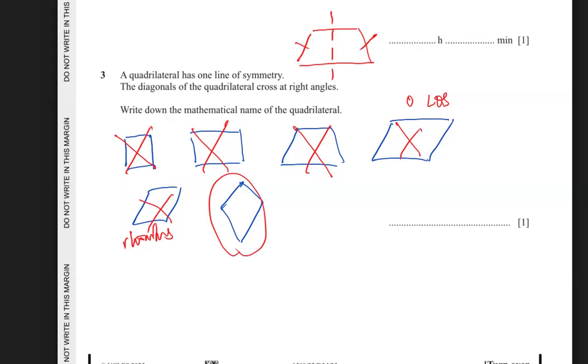The second condition: diagonals of the quadrilateral cross at right angles. There are only a few shapes which have this property. It's basically the kite, square, and rhombus. Their diagonals will bisect each other at 90 degrees. So square is like this. Rhombus also will cross at 90. Kite will also cross at 90. So the shape is a kite.